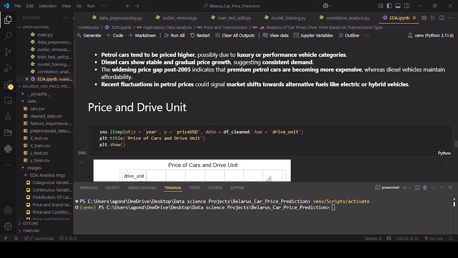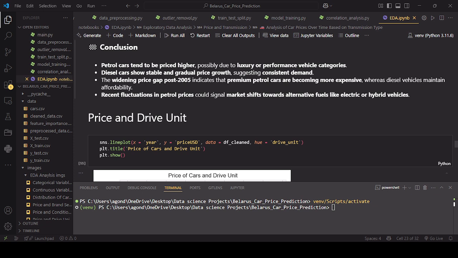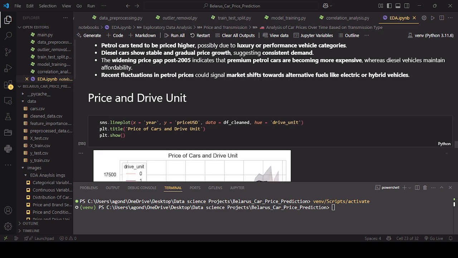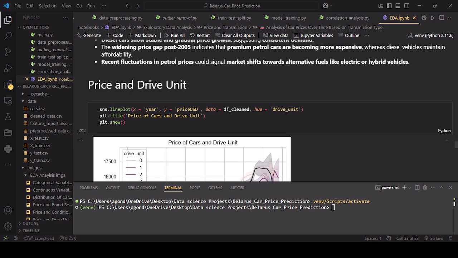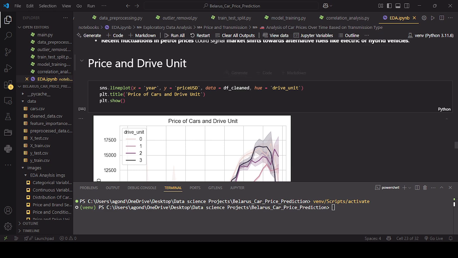From the conclusion we can say petrol is higher, representing the luxury or performance vehicle category. Diesel shows stable and gradual existing constant demand, and the gap is widening after 2005, as premium petrol cars are becoming more expensive, whereas diesel is maintaining affordability.